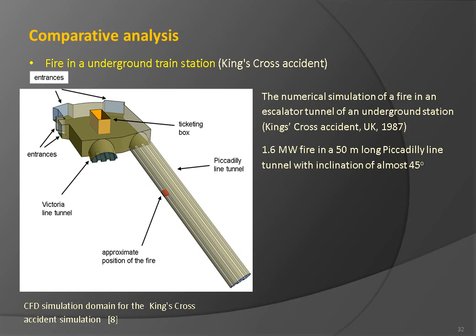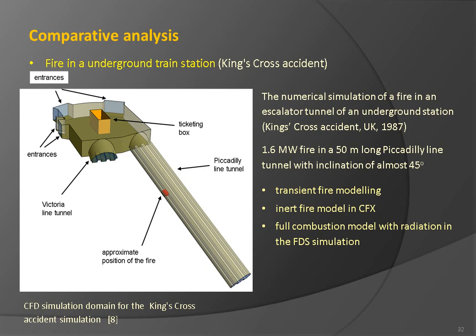The affected escalator connects the Piccadilly line tunnel and the ticketing hall. The tunnel is almost 50 meters long and with an inclination of 45 degrees. The fire heat release rate was estimated to be 1.6 megawatts. The CFD analysis was conducted using transient fire modeling simulation, the inert fire model in CFX, and the full combustion model with radiation in FDS simulation. The calculated temperature distribution in the tunnel was used for qualitative comparison of simulation results.